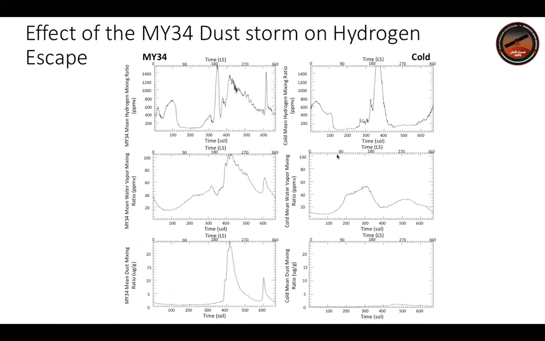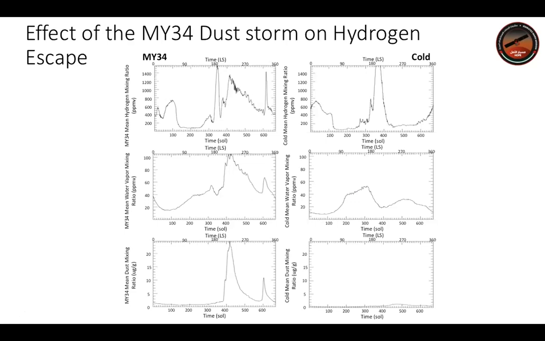So I basically look at how, in this plot, for example, I compare a low dust scenario with the latest Mars year dust event and see how it affects water vapor in the middle atmosphere. And then as a result, affects hydrogen in the upper atmosphere to see the quantities of hydrogen escape as a result of different quantities of dust and how intense dust storms are.